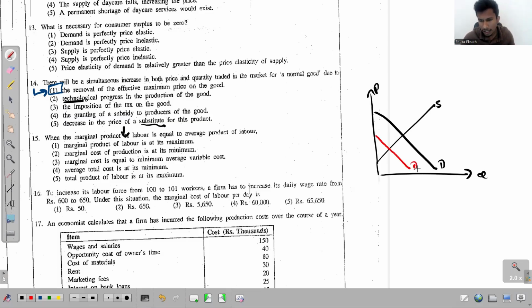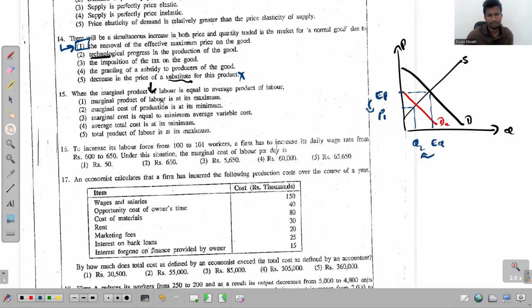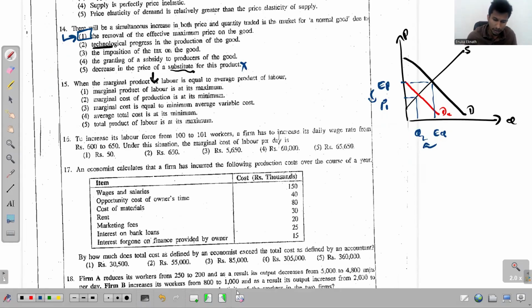When demand decreases, the demand curve gets shifted to the left side. So let's assume based on the previous market conditions, this to be the equilibrium price and this to be the equilibrium quantity. So after this demand decreases, see what happens. Both market price and the market quantity get decreased. And that's the exact opposite of what we look for. So this is also not the answer. The answer for this question 14 is the first one.